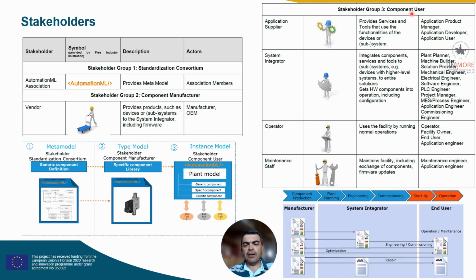But of course, then we have the usage level. We may have an application supplier or system integrator, which can use AutomationML as a way to bring information along the system. Or we can have an operator that uses AutomationML to store data about the usage of the system. We can use AutomationML to track the maintenance of the system, and so on. So as we anticipated at the very beginning of this presentation, the use of AutomationML goes through the several steps of the process.